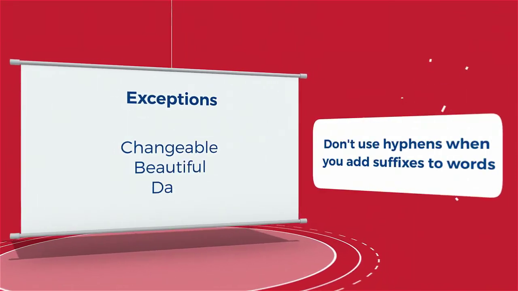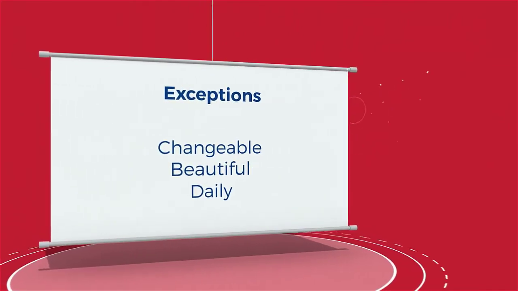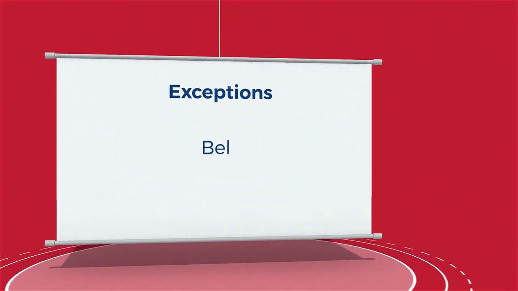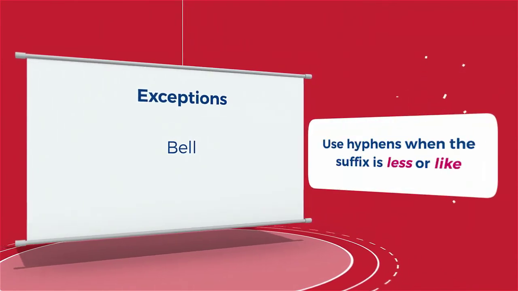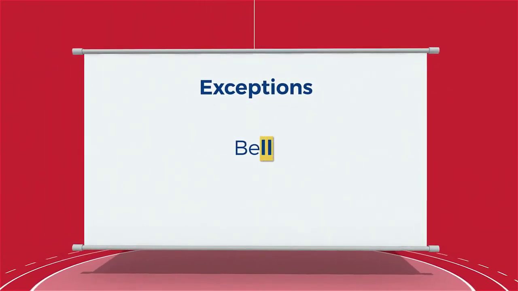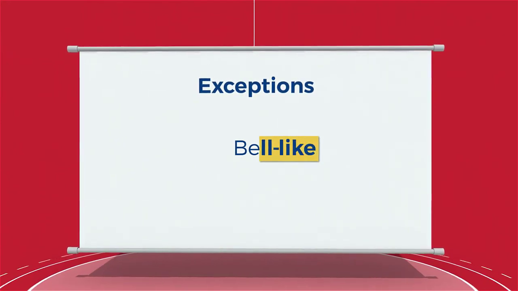In general, you don't use hyphens when you add suffixes to words. So changeable, beautiful, and daily are all written without hyphens. But you sometimes need a hyphen when you add the suffixes less or like to the end of a word. If the root word ends in two L's, you add a hyphen so that the word doesn't include three L's in a row. For example, bell-like.